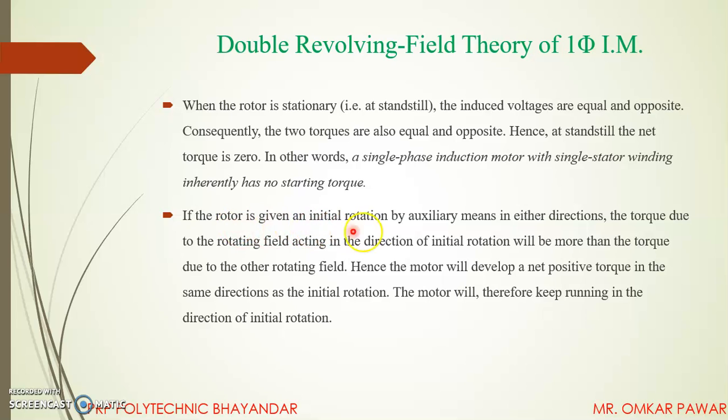So if the rotor is given an initial rotation by auxiliary means in either direction, the torque due to the rotating field acting in the direction of initial rotation will be more than the torque due to the other rotating field. Suppose we move the rotor clockwise at that instant, then the rotor starts to rotate in this direction. Hence, the motor will develop a net positive torque in the same direction as the initial rotation. The motor will therefore keep running in the direction of initial rotation.